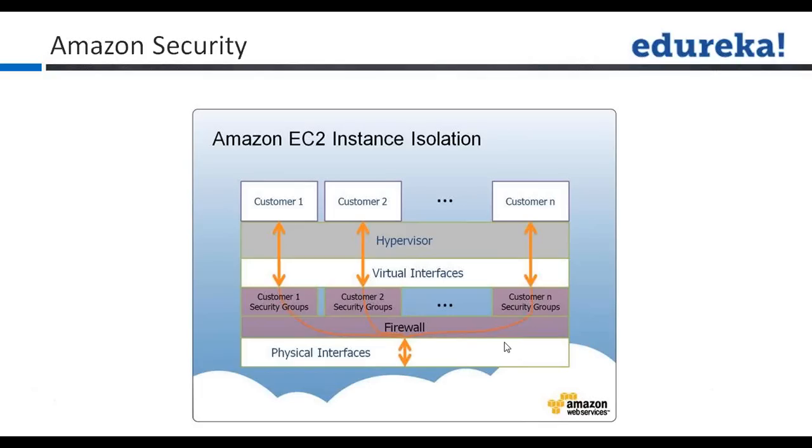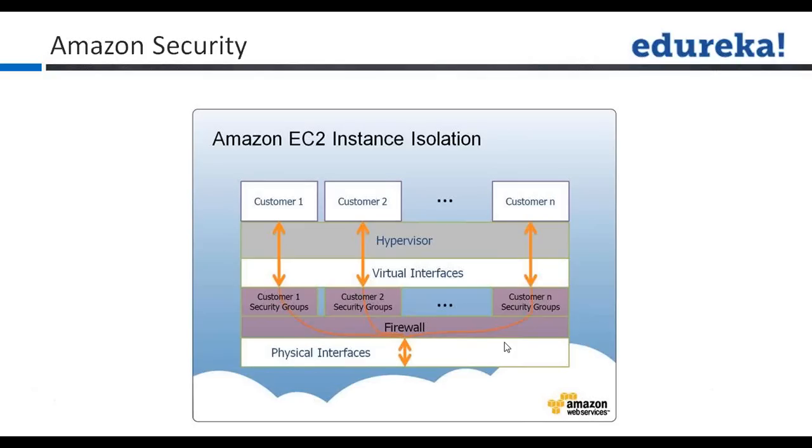The second part, after the security group, which is your virtual firewall, is the virtual interfaces. On top of that, you define your hypervisors, so you define the interfaces for the APIs and everything. Then there is a Xen hypervisor used by Amazon. Using that Xen hypervisor, Amazon creates the virtual machines or instances. So customer 1, customer 2, customer n is nothing but a virtual instance, or virtual machine.